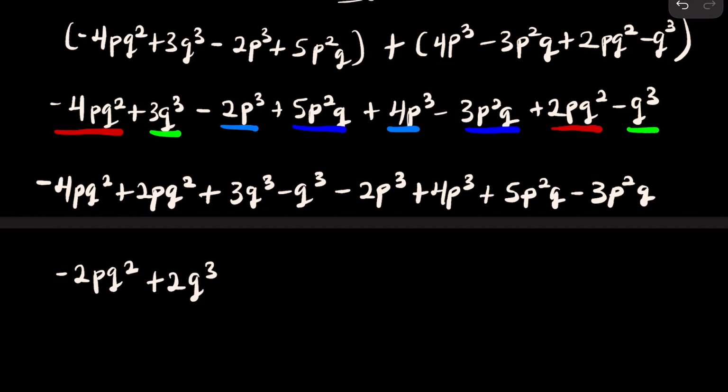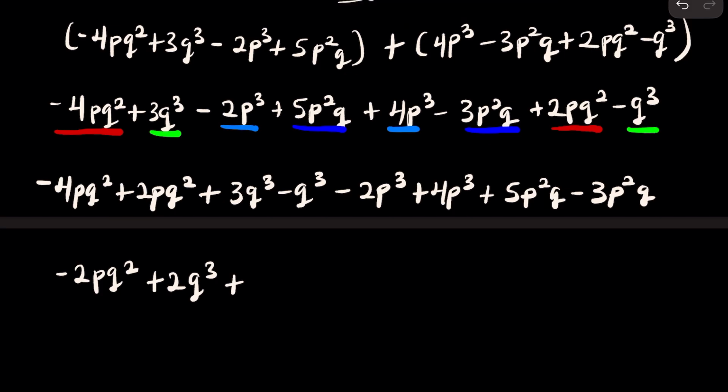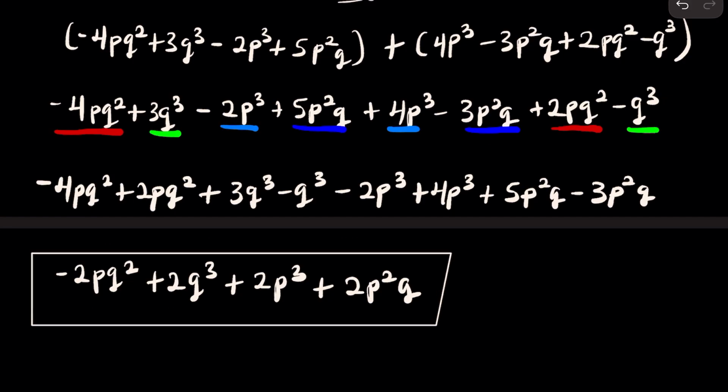Then here also we have minus 2 plus 4. So that's going to give us 2, so that will be plus 2p cubed. And lastly, we have 5 minus 3, so that's going to give us 2p squared q. And so this is the simplified expression of our given equation.